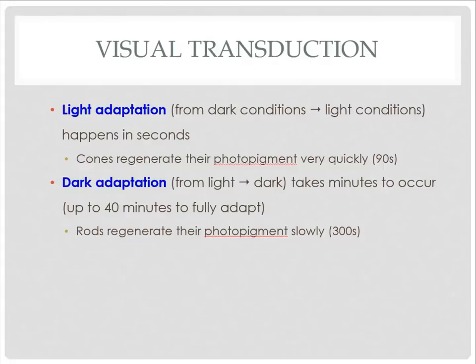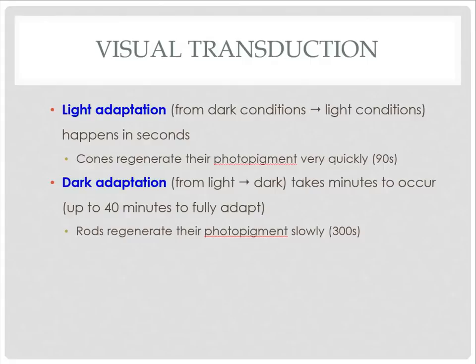Now for dark adaptation, this is going from light to dark, and it typically takes minutes to occur. This situation can best be illustrated by being in a light room and turning off the lights. You'll note that it may take a couple minutes for you to be able to adapt to be able to see anything. As I mentioned earlier, in the dark, once we have fully adapted, the only photoreceptors that are working are our rods. And the rods have a tendency to regenerate their photopigment very slowly, hence why it takes time to adapt fully to the dark.